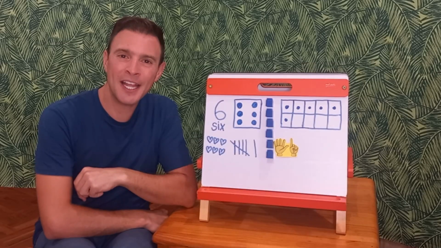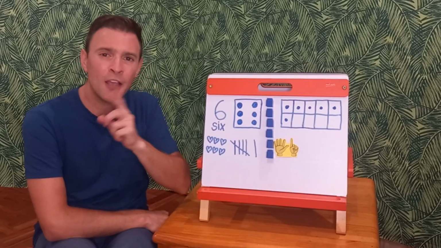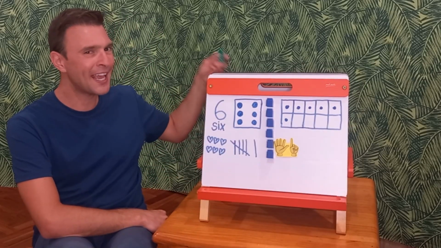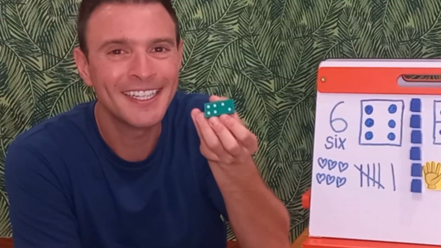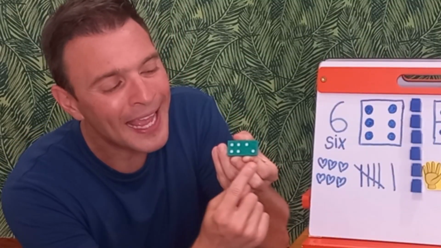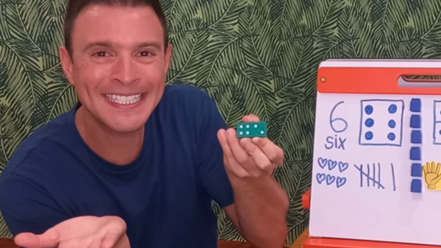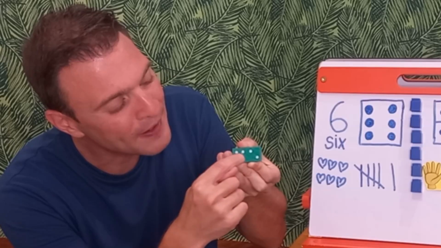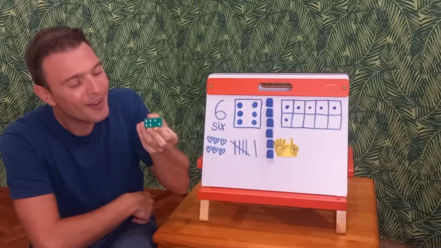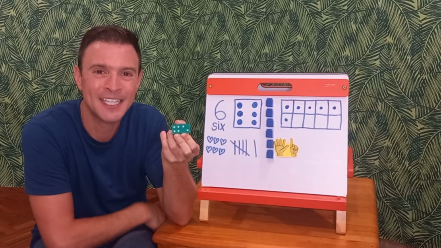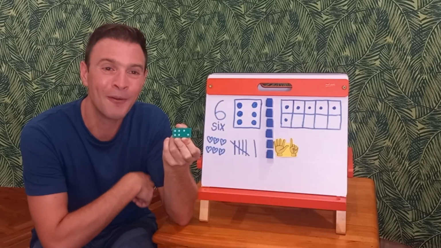Hey, have you had a chance to play with dominoes? Because I've been playing with them, and check out what I found. 4 and 2. And that makes 6. 1, 2, 3, 4, 5, 6. What a great way to show 6. I'm going to record this domino on the board.